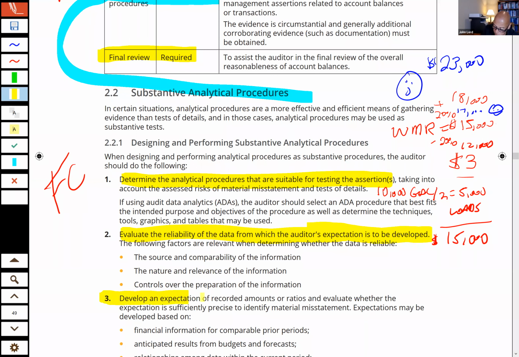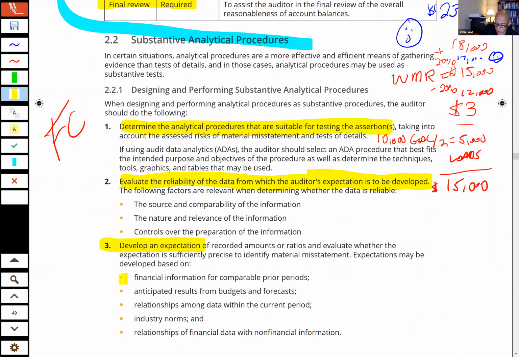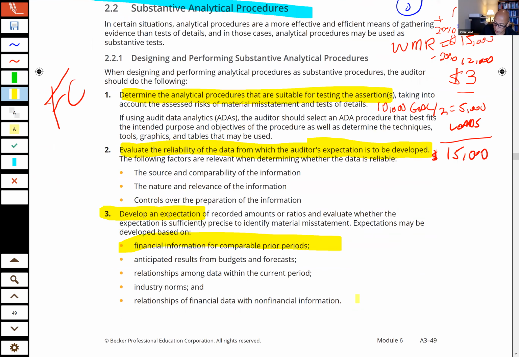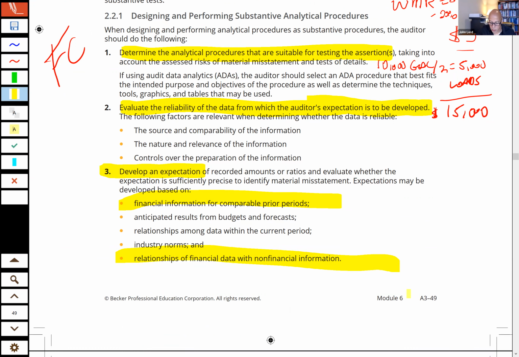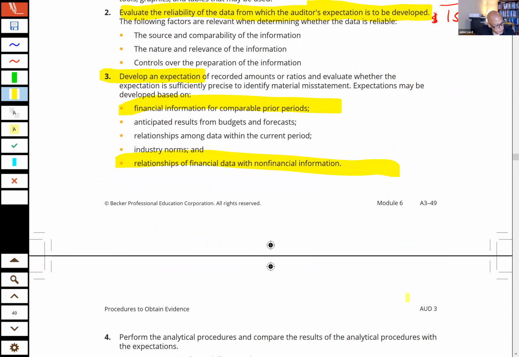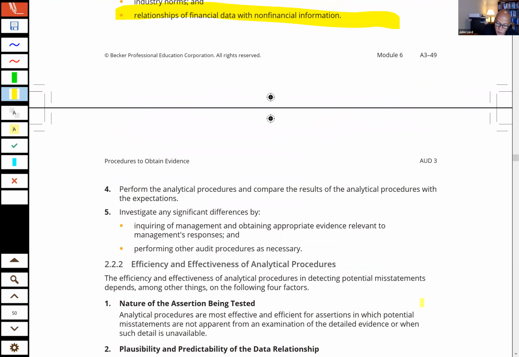Then you develop an expectation. Hey, we think that the washing machine revenue should be about 15,000. And you could use, say, information from prior periods, relationships of financial data with non-financial data. Isn't that what we did? We used the water bill, okay, the gallons of water. Okay, now, guys, I want you to keep flashcarding here the things that I'm highlighting, because these are key steps, okay? So that flashcard can continue here now with number 4.